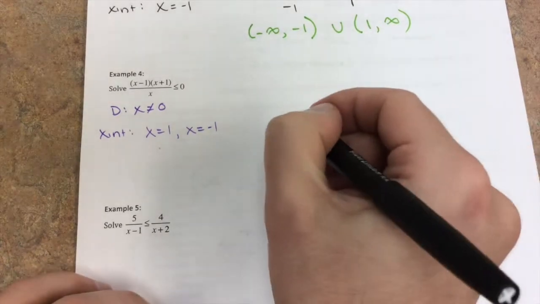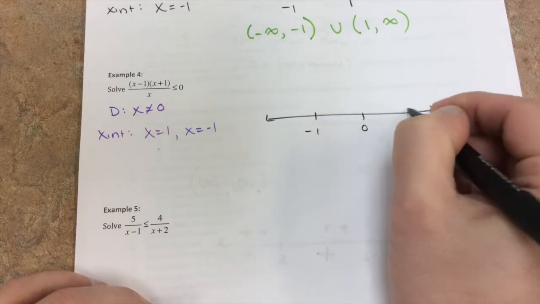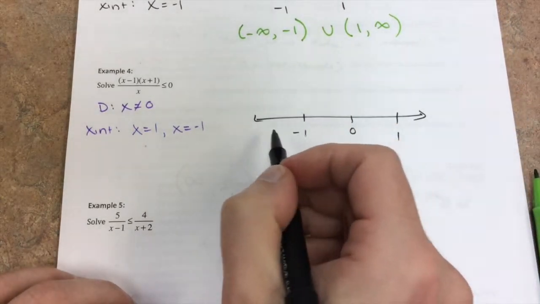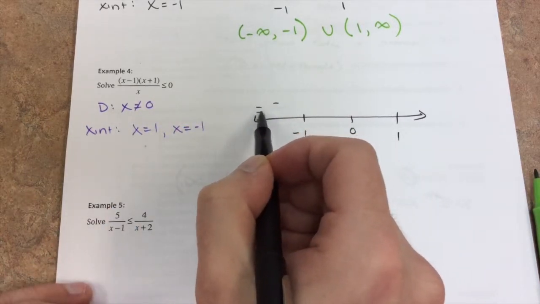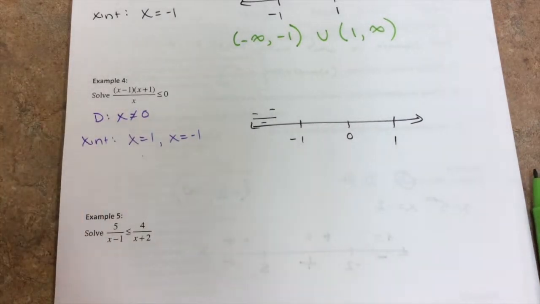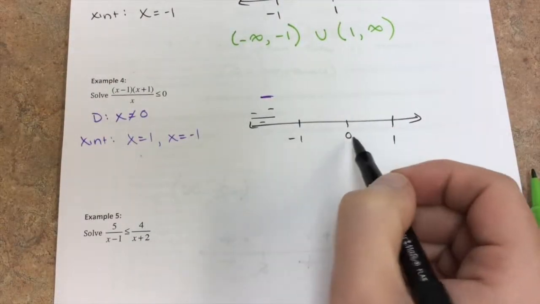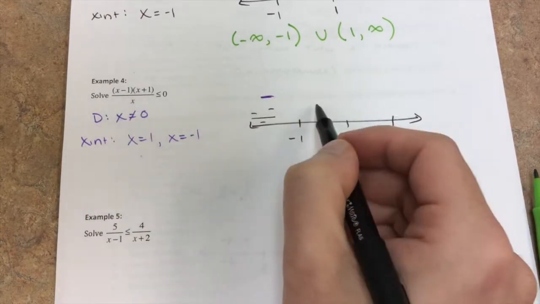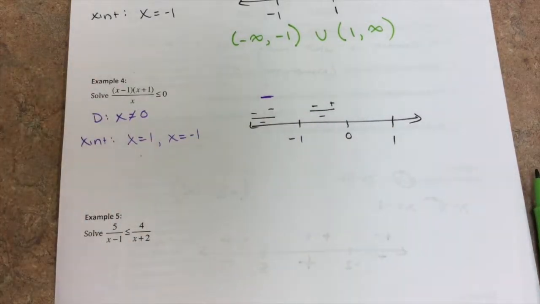So we go to our number line, and we're going to put on our -1, 0, and 1. And then we're going to test. So to the left of -1, so -2, we have negative, negative over negative, which again gives us a negative. Between -1 and 0 is 1/2, so that would be negative, positive over negative. So that would give us overall a positive.